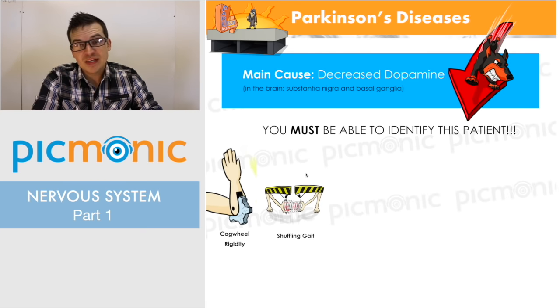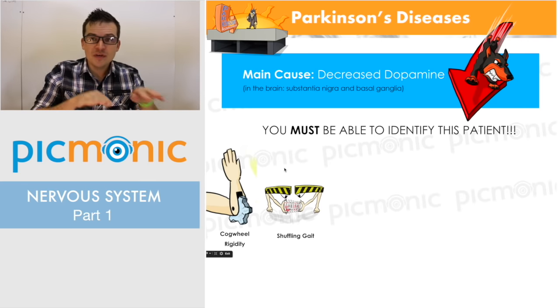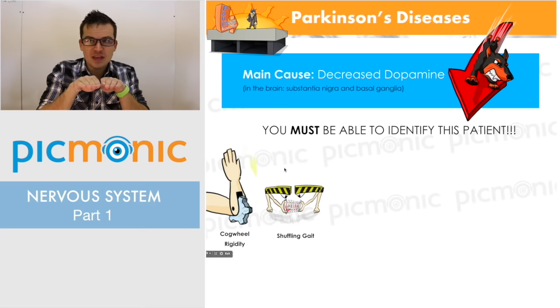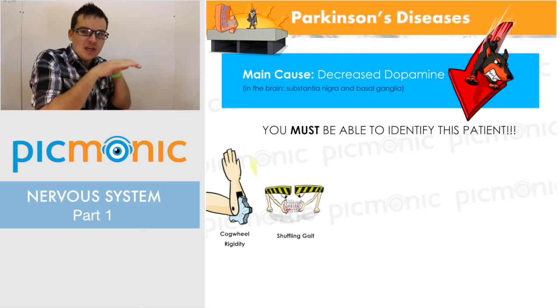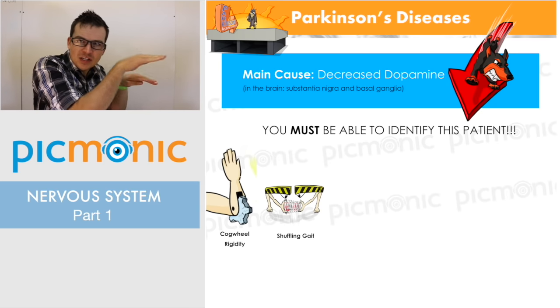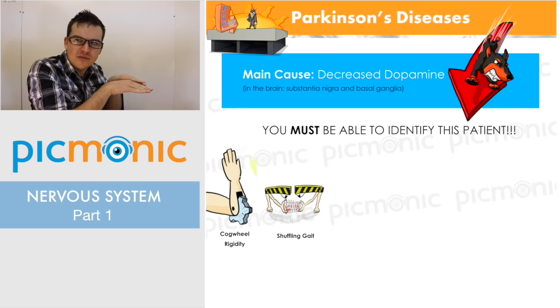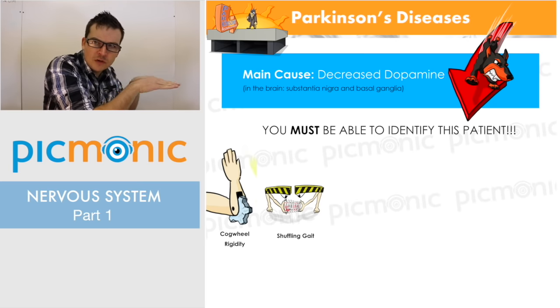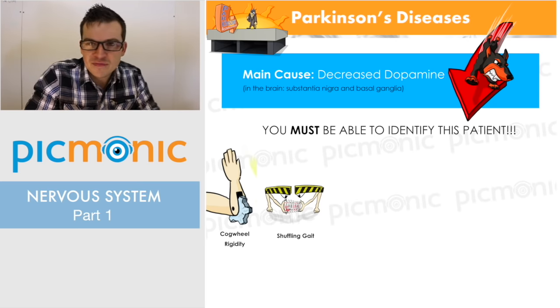What's really important is this shuffling gait. And we show it here just as a shuffling gait. But what you need to know is that these patients have a shuffling gait. What does that mean? What am I doing here? Well, if I'm walking, and imagine these two beautiful hands are two feet, the way they walk is they actually move their feet like this. They don't actually pick up and walk. They just shuffle, shuffle, shuffle. It's a little bit of a shuffling gait.